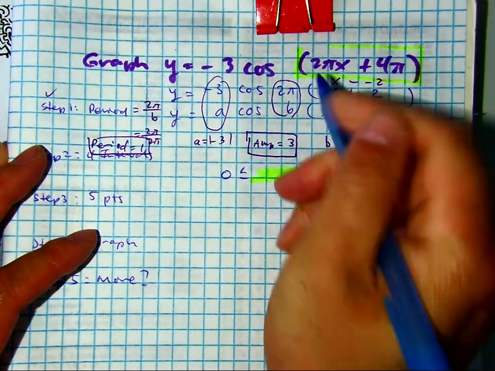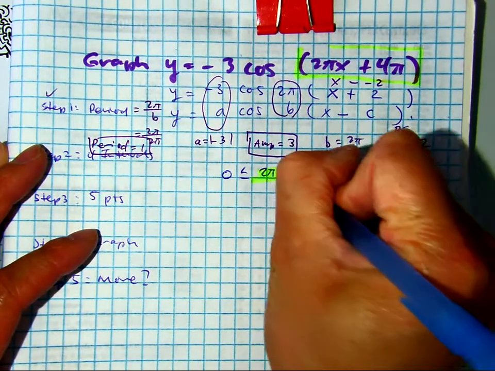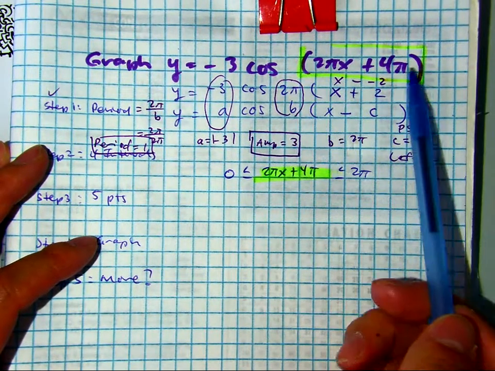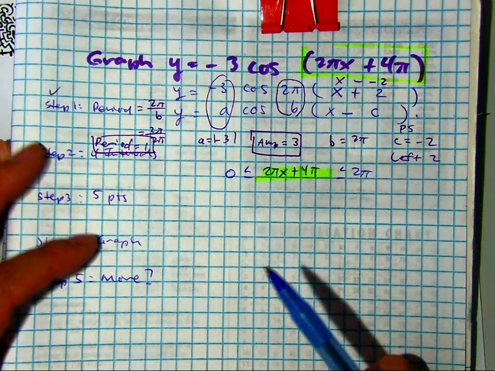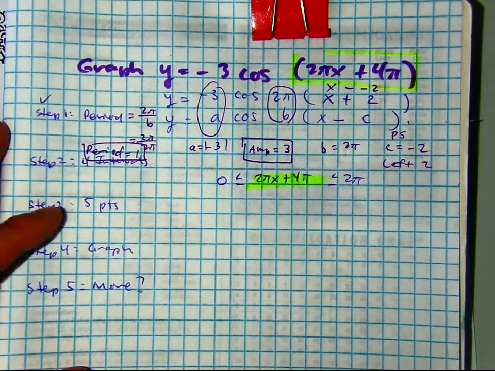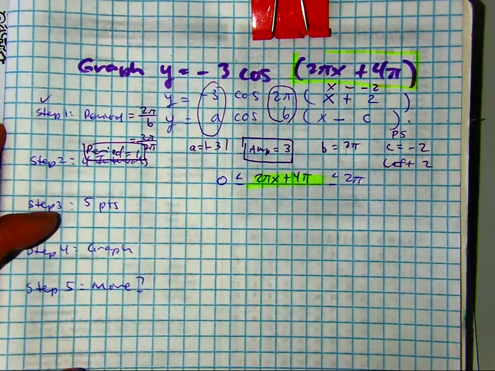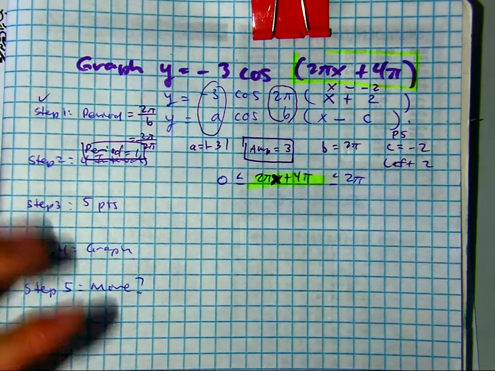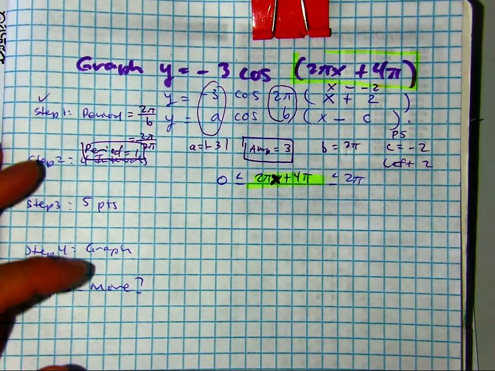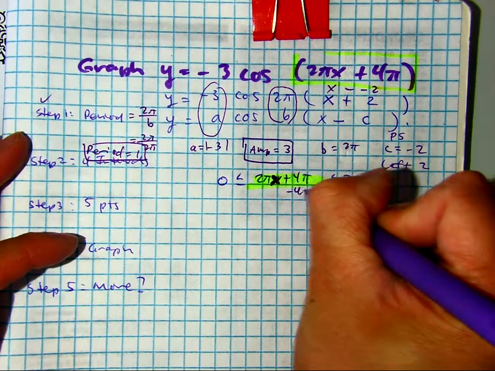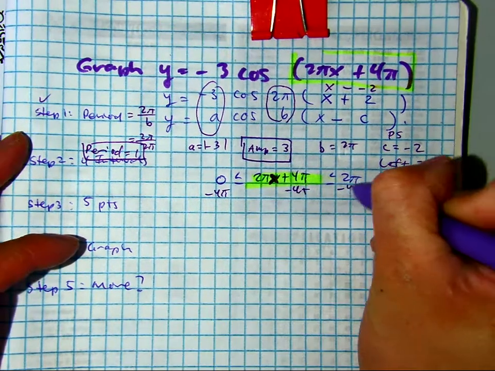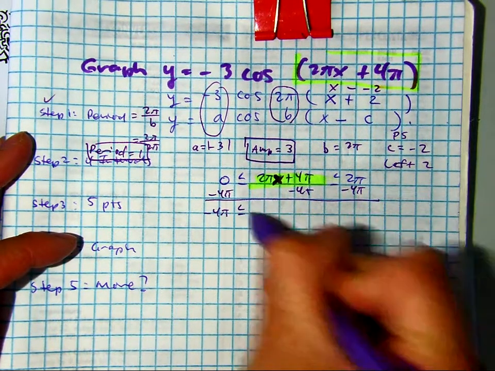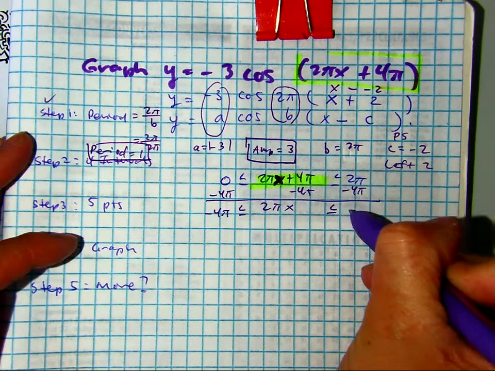So I'm going to put 2 pi x plus 4 pi. You might be asking, which one should I do? Should I do the one that's not factored or the one that's factored? The answer is it does not matter. So now I'm going to solve for the letter x. Let's make that kind of bold. Class, am I going to divide by 2 pi or subtract 4 pi? Subtract. I have -4 pi less than or equal to 2 pi x less than or equal to -2 pi.